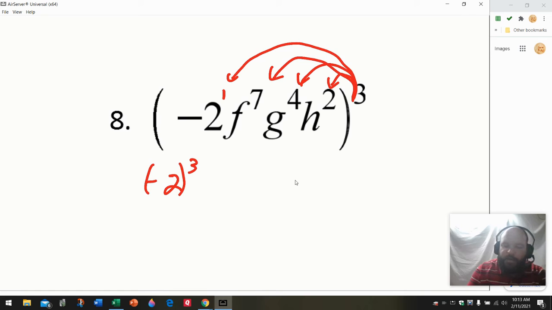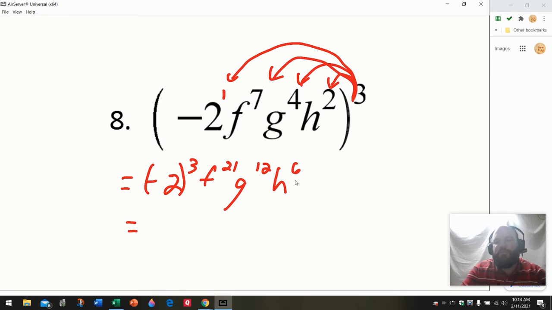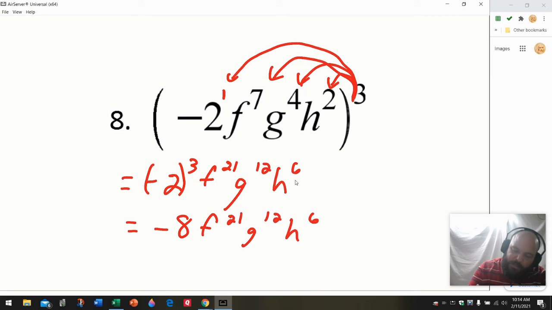Now I'm going to put parentheses around there because of the -2. The next one is going to be f. Now 3 times 7 is 21. And then g, 4 times 3 is 12. And then h is 2 times 3, which is 6. So we have (-2) to the third times f to the 21st, g to the 12th, and h to the 6th power. I am going to clean up the -2. If you ever have a base number to a power, you should write that number out. And so -2 times -2 times -2. -2 times -2 is +4. +4 times -2 is -8. So this becomes -8, f to the 21st, g to the 12th, h to the 6th, just like that.